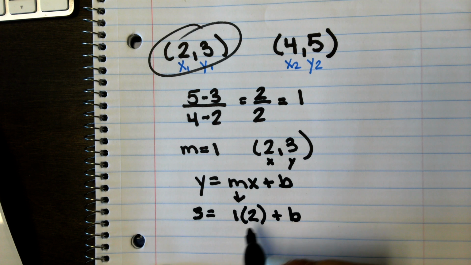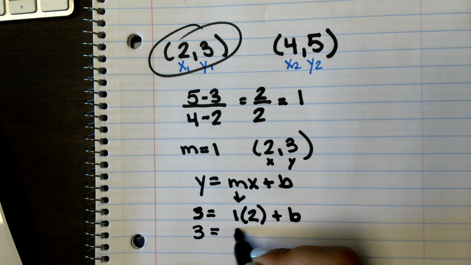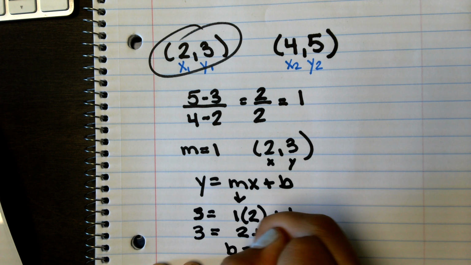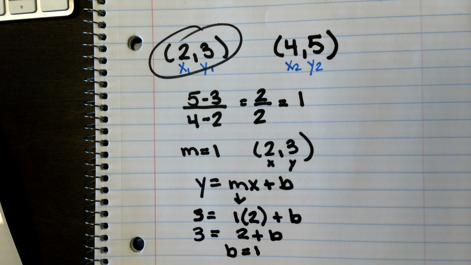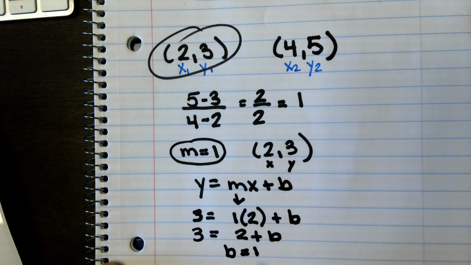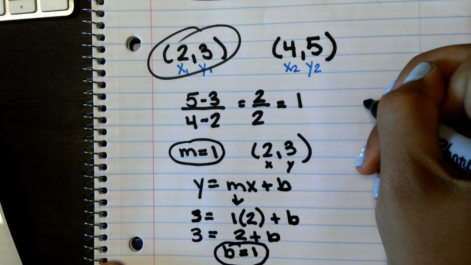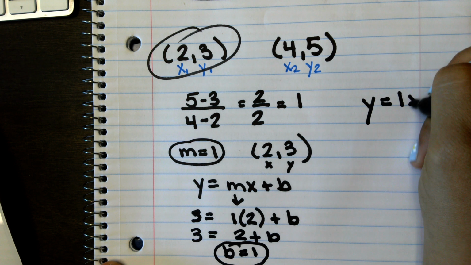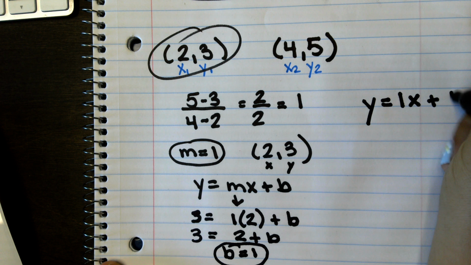Okay, 2 times 1 is just 2, so we have 3 equals 2 plus b, and I can solve this. I could also look at it and say 3 equals 2 plus something. Well, 3 is just 2 plus 1, so b must be 1. We solved that equation. So we know that the slope is 1, and the y-intercept is also 1. So here we go. y equals, my slope is 1, x plus my y-intercept is 1.